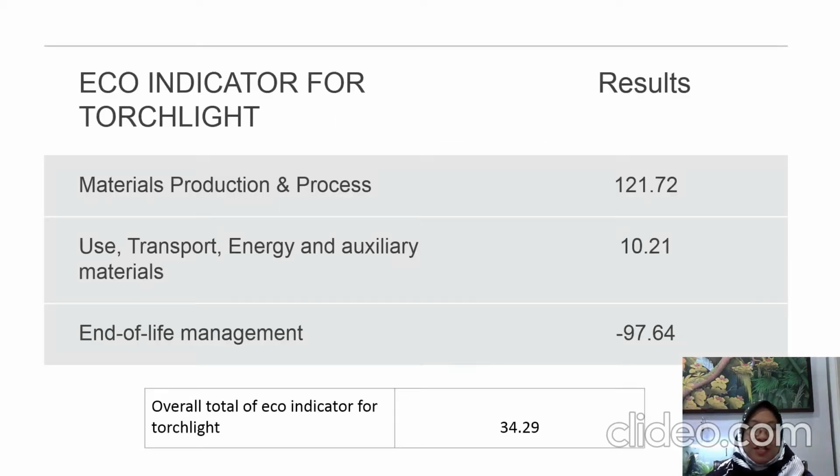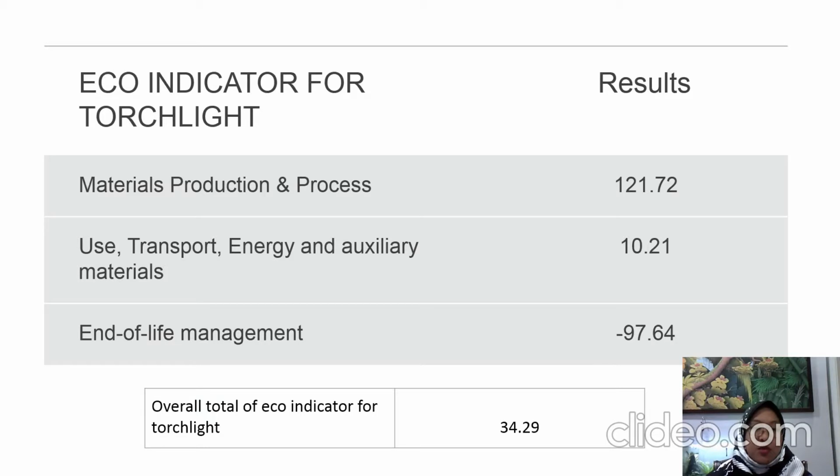Based on the calculation on the eco indicator, the torchlight obtained 34.29, which indicates that the torchlight leaves a less impact on the environment. The output values of the eco indicator are the translation of the level of environmental impact, in which the higher the result, the higher the impact on the environment.